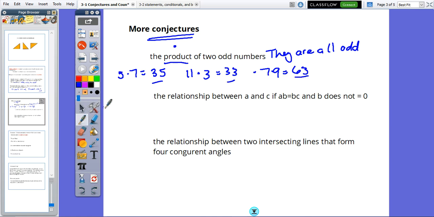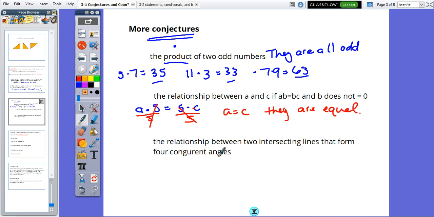Okay. What about the relationship between A and B, if AB equals BC and B does not equal 0? That means some value A times, let's say, 5 equals 5 times some value C. What can we say about this? Hopefully you got the same conclusion, and let's work that out. We have this written out, divide by 5. We end up getting A equals C. So that's the relationship. They are equal. They have to be.